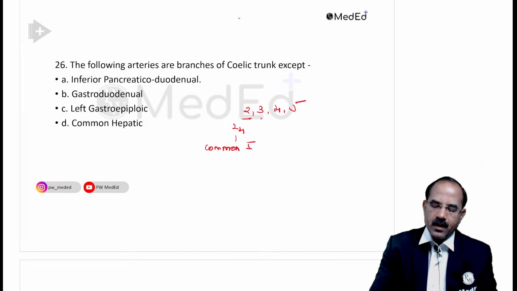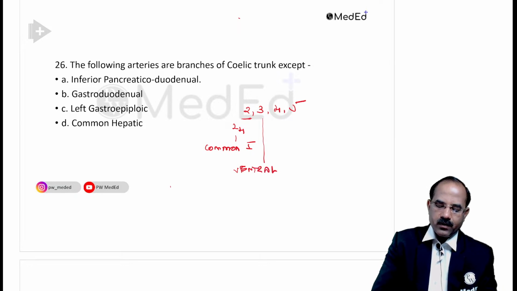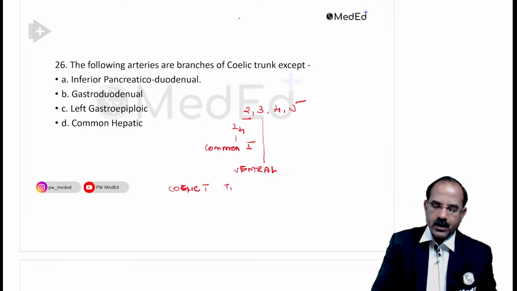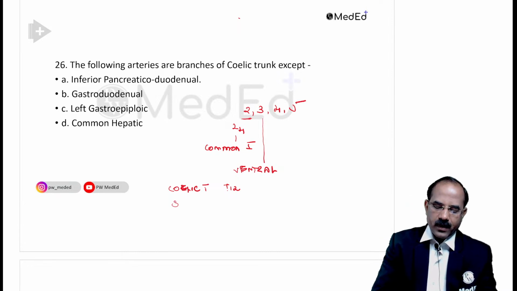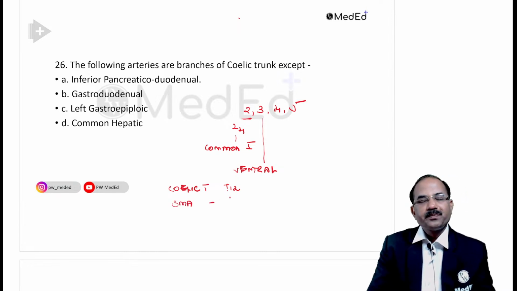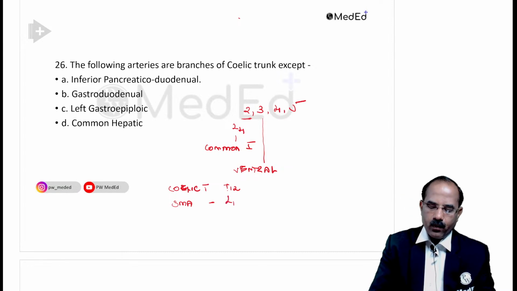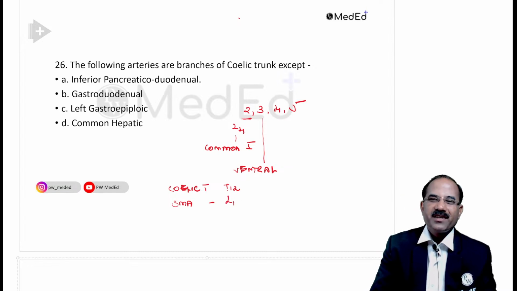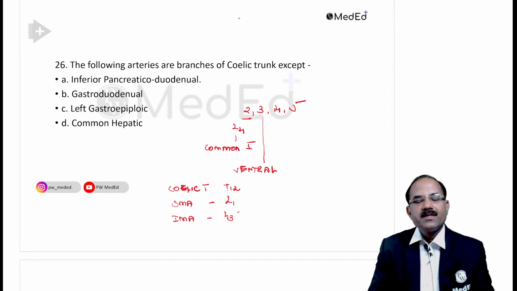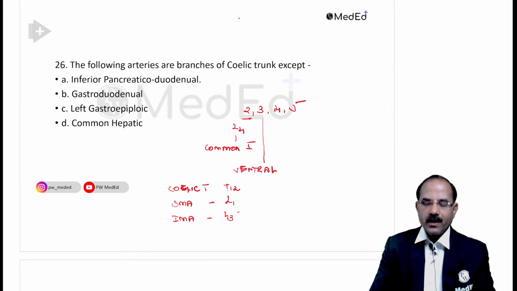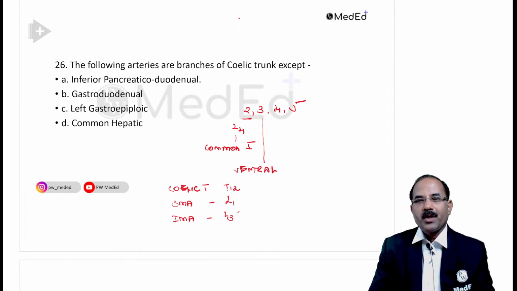3 ventral branches. Which are those? One is the celiac trunk. What is the vertebral level? T12. And what does it supply? The foregut. The second one is the superior mesenteric artery. What's the vertebral level? L1. And what does it supply? The midgut. And the third one is inferior mesenteric artery. The vertebral level is L3, and it supplies the hindgut. So these are the 3 ventral branches of abdominal aorta.